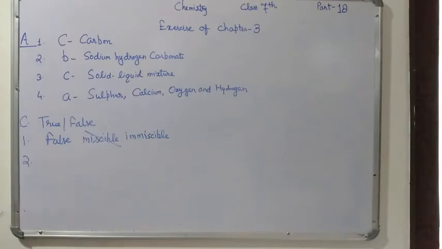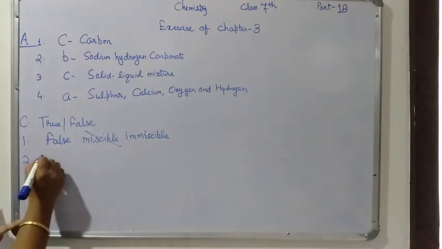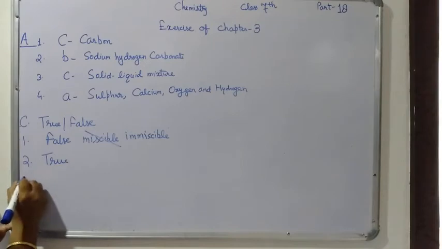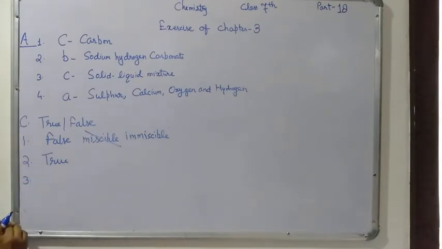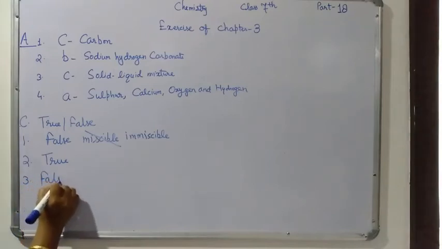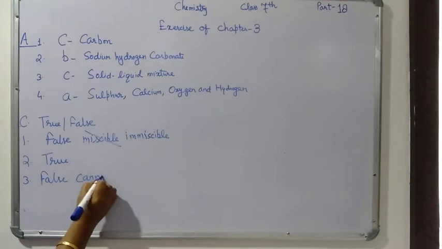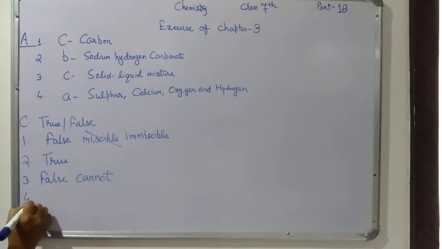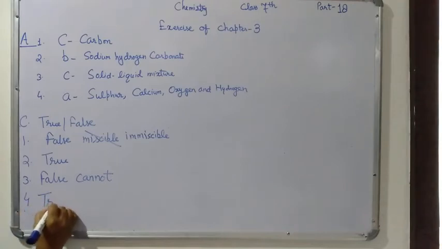Now second one, a mixture of lemon juice and water is a homogeneous mixture. It is true. Third one, compounds can be easily broken down into their components by physical means. It is false. You have to add not after can. Fourth one, silver chloride is used in photographic films. It is true.